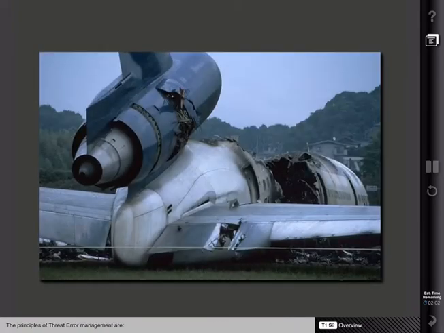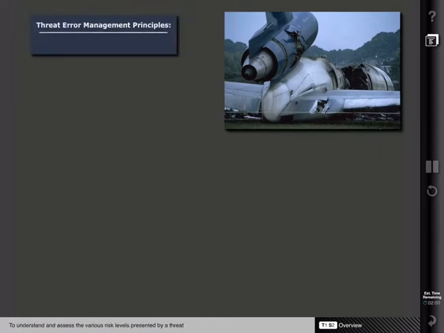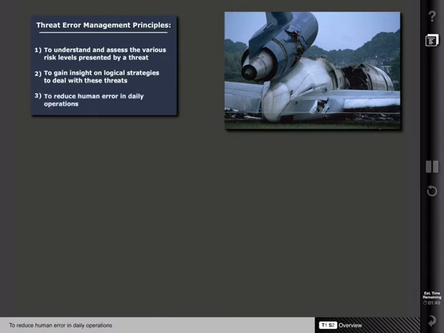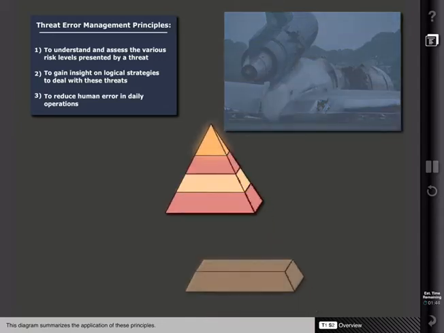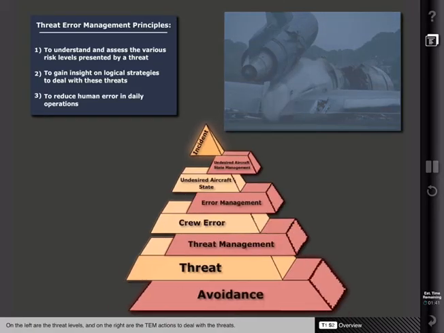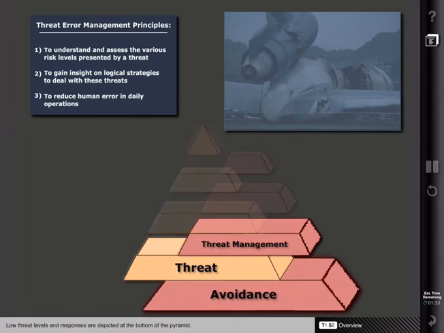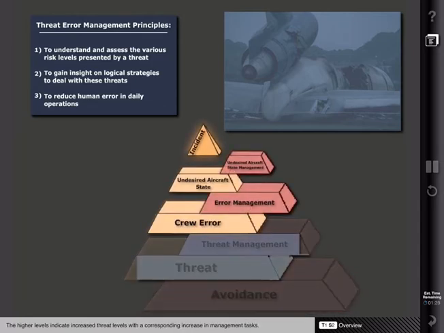The principles of threat error management are to understand and assess the various risk levels presented by a threat, to gain insight on logical strategies to deal with these threats, and to reduce human error in daily operations. This diagram summarizes the application of these principles. On the left are the threat levels, and on the right are the TEM actions to deal with the threats. Low threat levels and responses are depicted at the bottom of the pyramid. The higher levels indicate increased threat levels with a corresponding increase in management tasks.